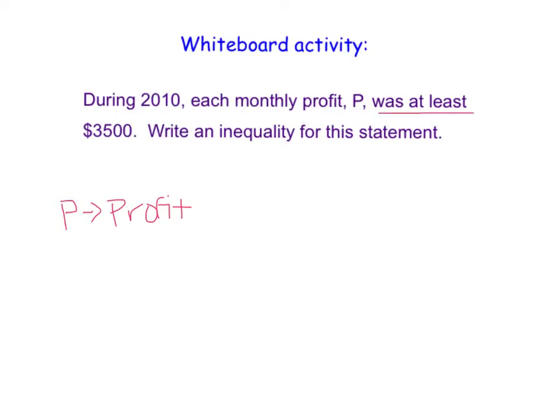So if it is at least 3,500, that means it has to be 3,500 or more. So I'm going to have my variable, profit, needs to be at least, greater than or equal to 3,500. So it's at least 3,500, that is true, and it can be anything greater than that.